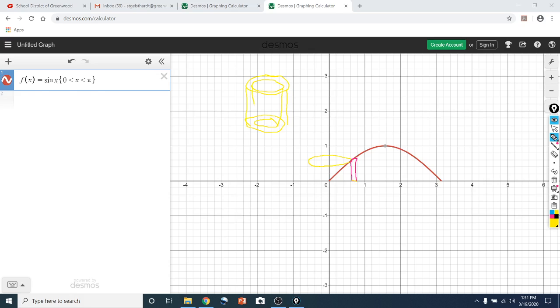So we're going to unroll it, right? And we get a rectangular prism. All right, we have 3 measurements. We have that little bit right there, and that's dx. We have the height, and that's f of x. And then we have the length here.